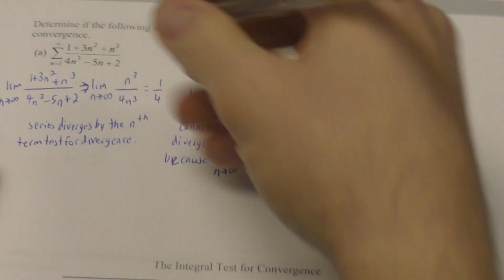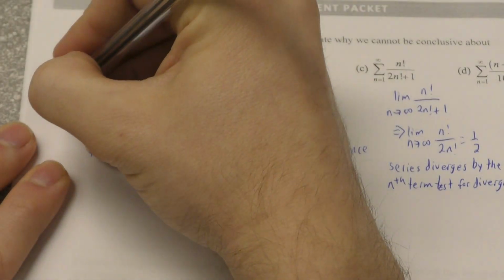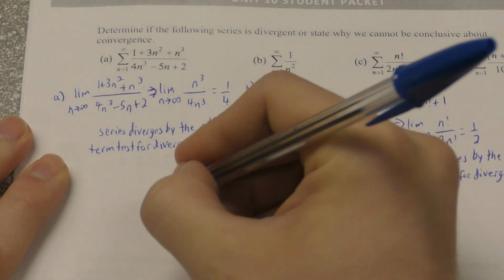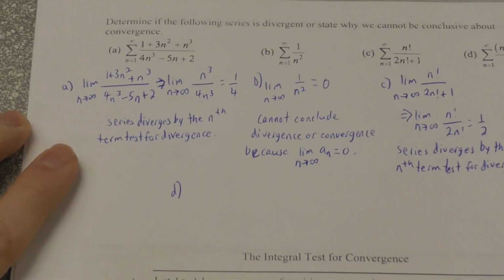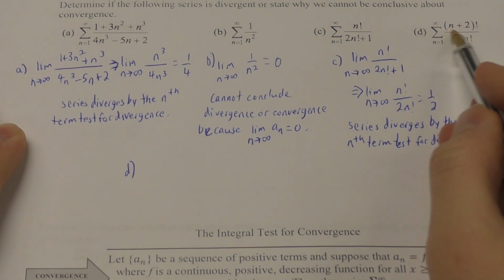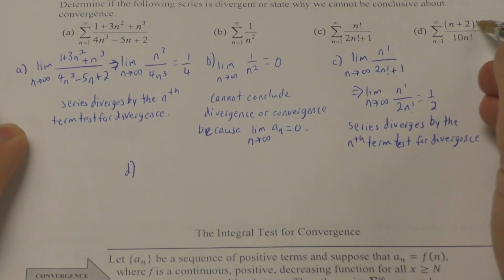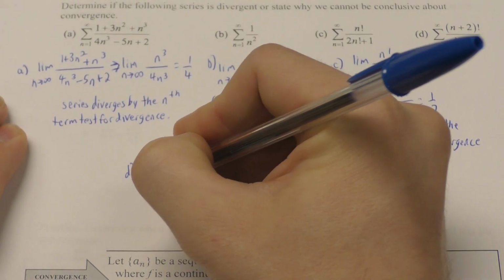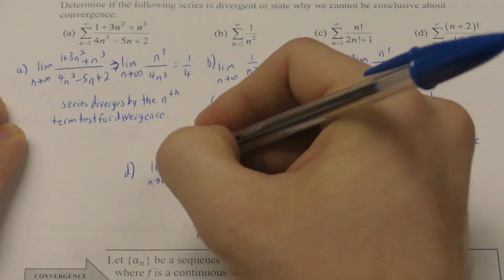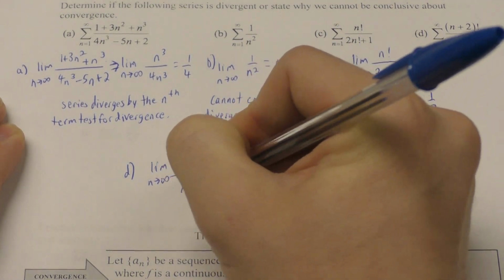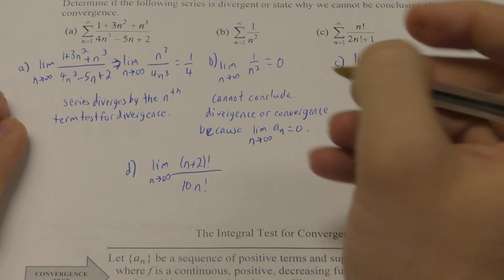All right. We can letter these. So this was A. This was B, here was C. I want to put D down here. D gives us this quantity up here as our a sub n. So I really want the limit as n approaches infinity of n plus 2 factorial over 2n factorial, right?